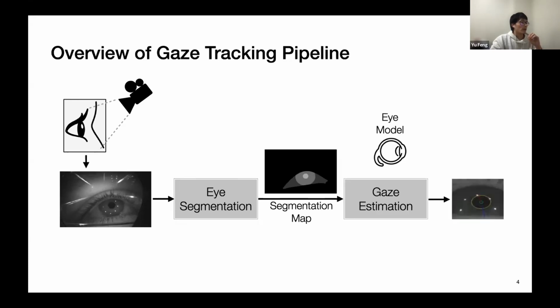The state of the art pipeline uses a DNN-based algorithm in the eye segmentation stage. And those DNN-based algorithms take more than 85% of total execution time. So in this talk, we're going to focus on leveraging ROI in near-eye images to accelerate the eye segmentation stage.